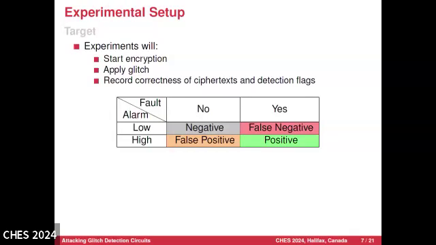And we'll also record the detection flags of these detectors. And we'll use these two things to divide each trial into 4 categories: true negatives, false negatives, false positives, and true positives. The problematic value in this case would then be the false negatives, meaning that a fault was injected, but no alarm was raised.